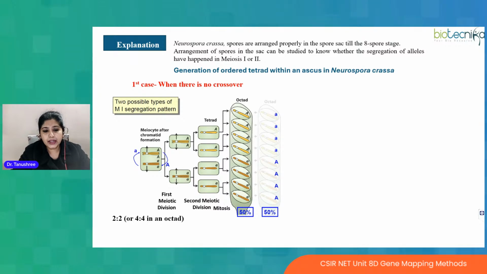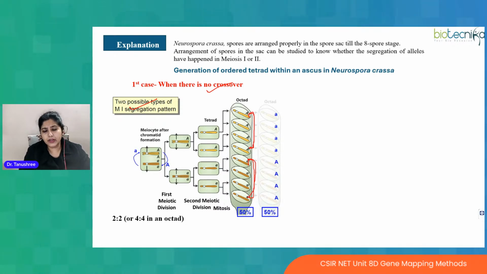So here we are considering the arrangement of spores in the sac, and we can study them to know whether the segregation of alleles is happening in meiosis 1 or 2. Always remember, when there is no crossing over happening, the segregation of alleles happens in meiosis 1. So meiosis 1 segregation pattern is observed. And you can remember the ratio also. The ratio always formed is 4 is to 4. Here you can see it is 4 is to 4.